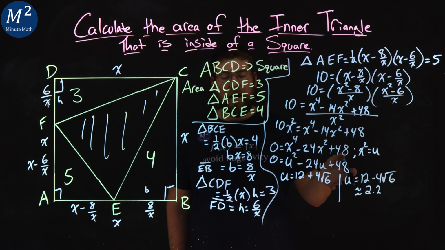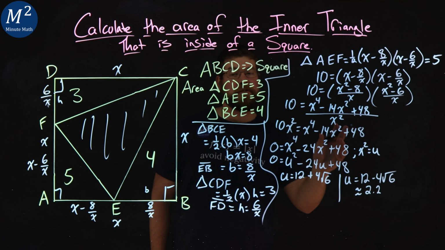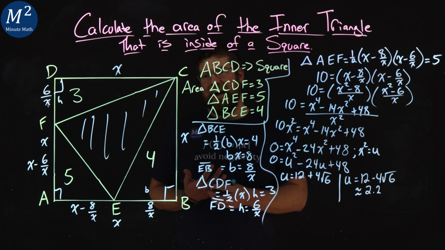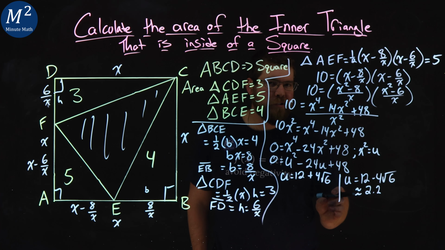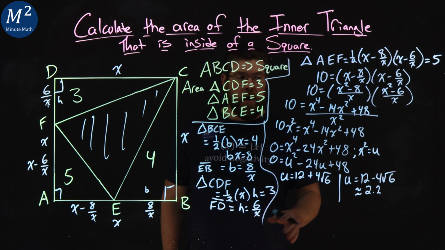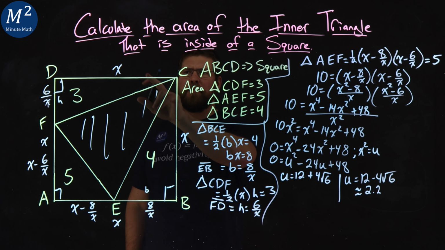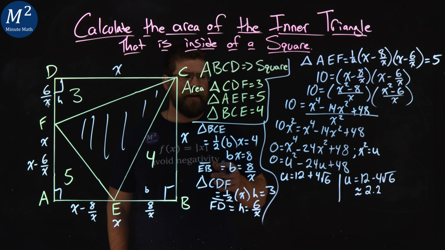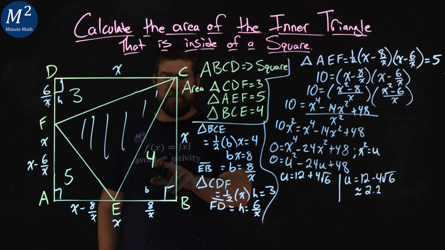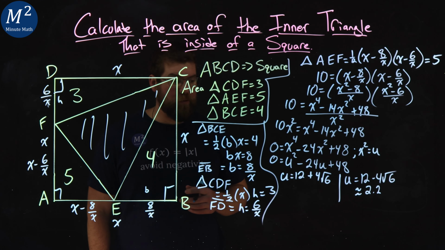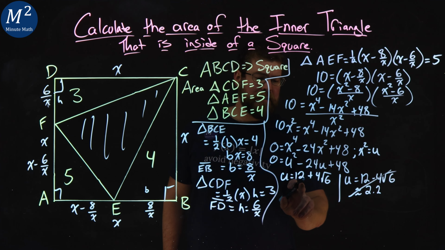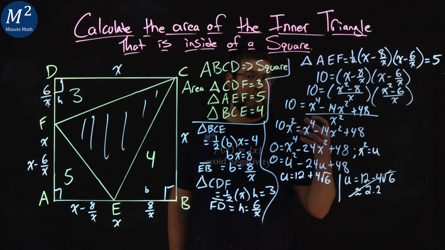And a u value of 2.2, and remember we're squaring that to get the value of x, doesn't really make sense. So why does 2.2 not make sense for u? Well, u being 2.2 would mean x squared is equal to 2.2. X squared gives me the area of the whole square here, and there's no way the whole area of the square is 2.2. We have areas of 4, 5, and 3. So we can reject that, and we have to deal with 12 plus 4 square root of 6.